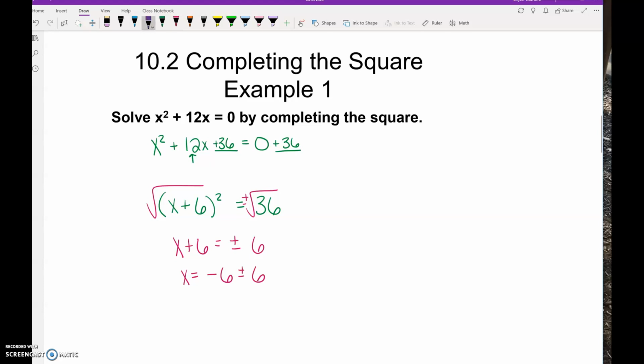This means do the problem twice. Do the problem once using the addition symbol. Negative 6 plus 6 is 0. Do the problem again using the subtraction sign. Negative 6 minus 6 is negative 12. So you can write your answer as x equals 0 and negative 12.